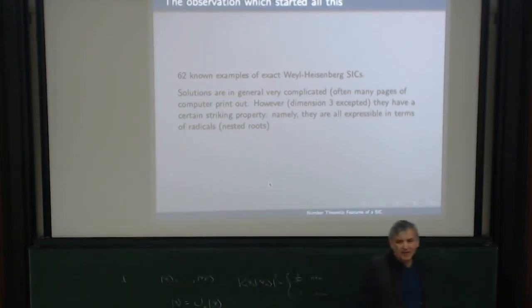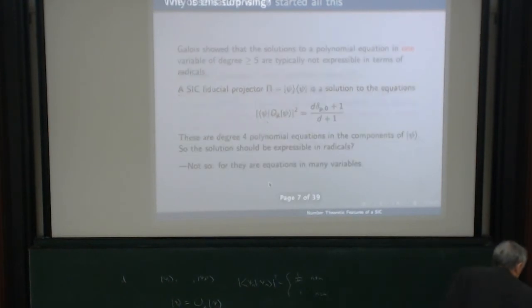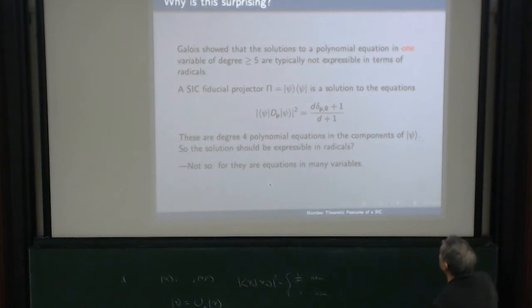Because it's expressible in radicals, that is, combinations. Why is that surprising? Well, there's a famous theorem of Galois that says that if you've got a polynomial equation of degree 5 or bigger, the solution is simply not expressible in radicals. Special cases, but the generic case is not expressible in radicals.